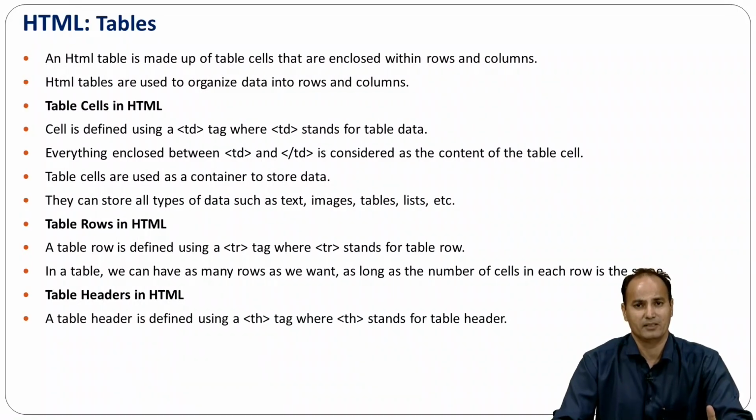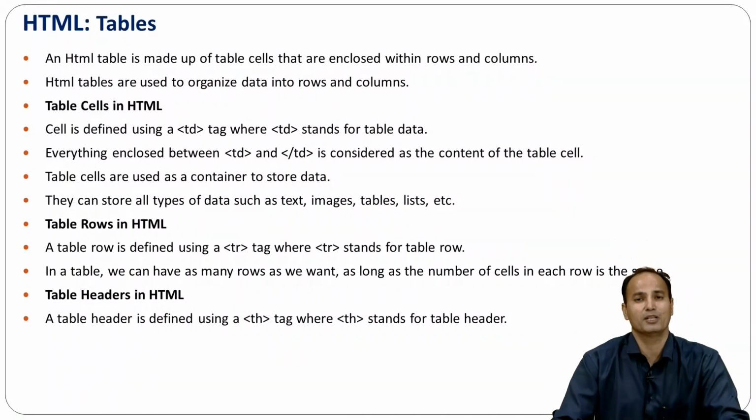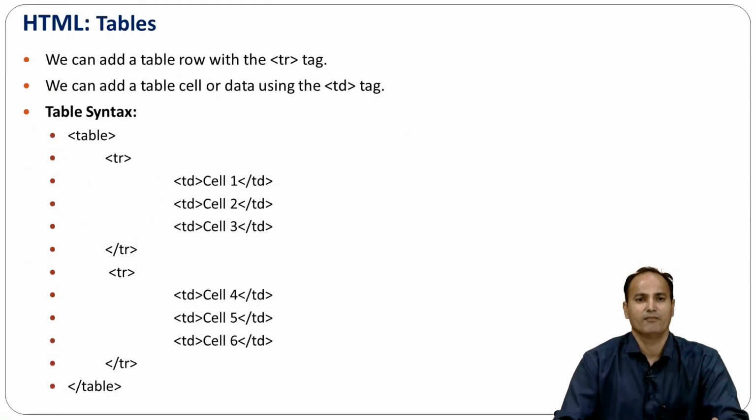Rows in an HTML table. If you want to create a row in a table, we will use the TR tag, where TR stands for table row. Using the TR tag, we can generate a row in a table. We can have as many rows as we want, as long as the number of cells in each row is the same as required. Then table headers. A table header is defined using the TH tag, where TH stands for table header. We can add a table row with the TR tag, and we can add a table cell or data using the TD tag.